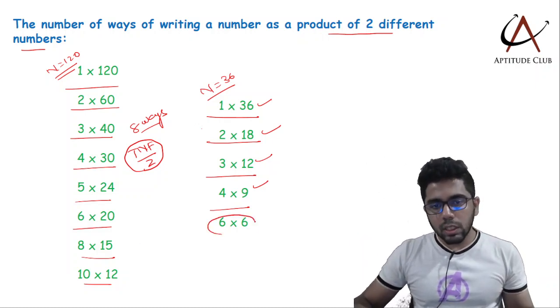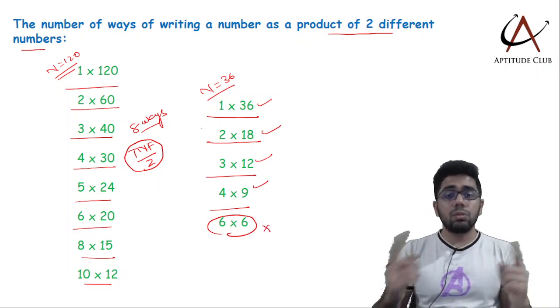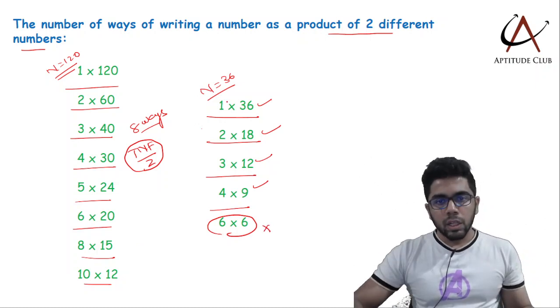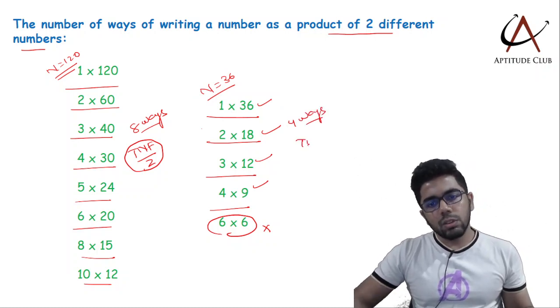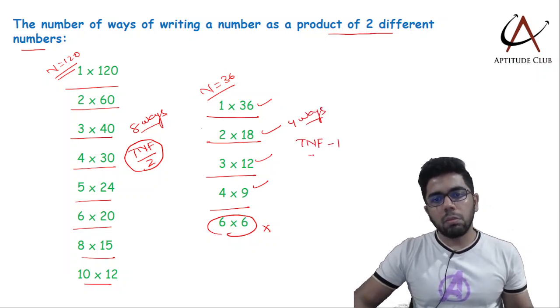The last case, we can't take here. Why? Because 6 into 6 is the same number. So in this case I am getting 4 ways. So the formula again changes slightly: total number of factors minus 1 by 2.